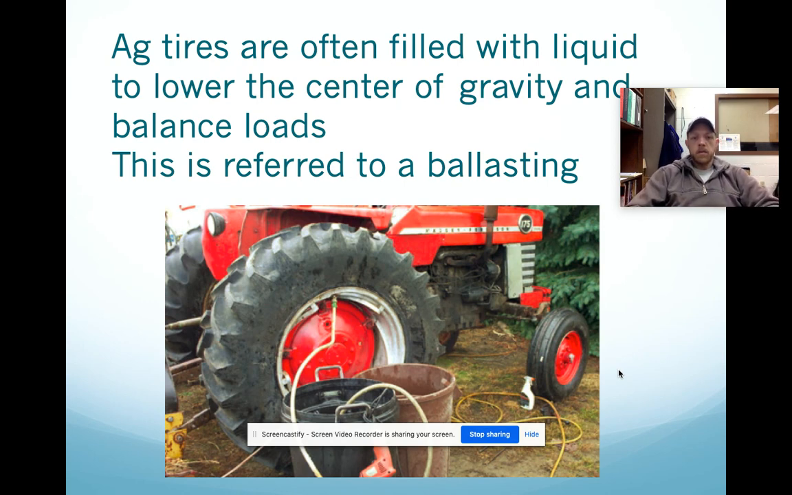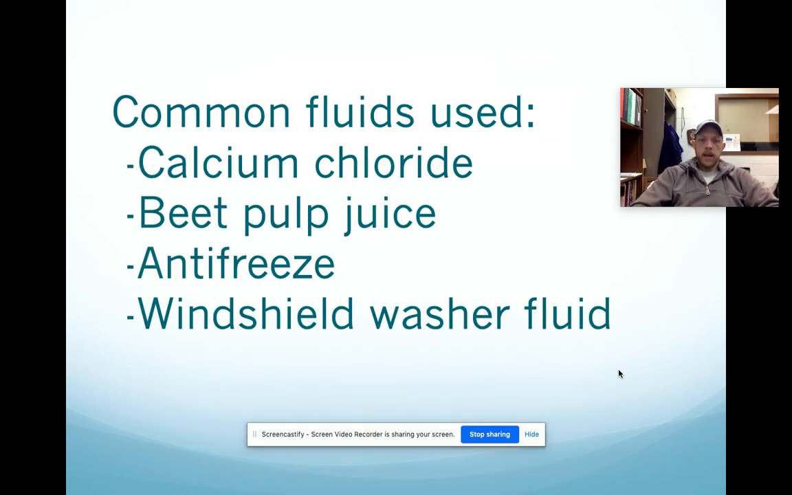So you can see here in this picture, they're actually removing the fluid from the tire because they've got to make a repair to it. So it's an involved process, but the majority of tractor tires out there have ballast systems in them, either fluid or the other method that we'll talk about in a second.